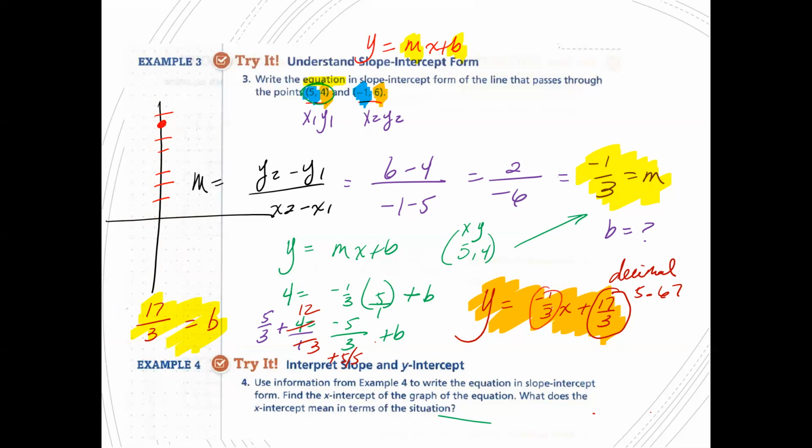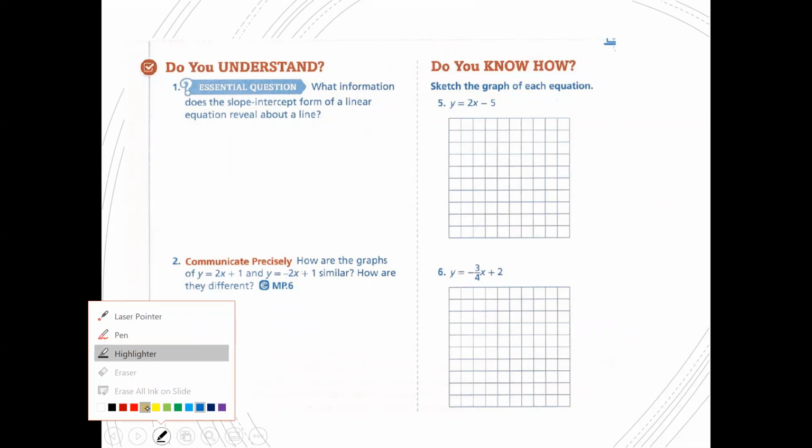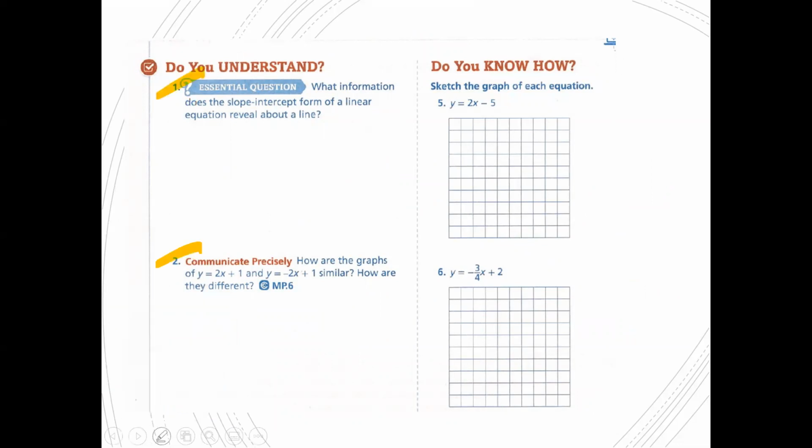My slope is a negative 1 over 3, so I go down 1 and over 1, 2, 3. Down 1, over 1, 2, 3. And then if you connect your dots, this is your line. All right, I would like you guys to go ahead and answer questions 1 and 2, and then I will proceed forward with the next example.